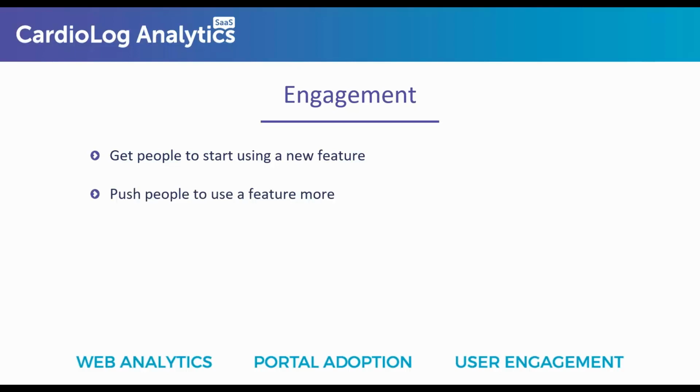You could also push people to use the feature more. For example, we initially saw high adoption of a new feature, but saw that people stopped using it pretty quickly. So we were able to use Cardiolog Engage to identify those that had used the feature at least once in order to send them a campaign encouraging them to return to that feature to check it out again.